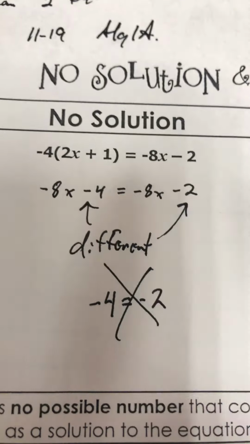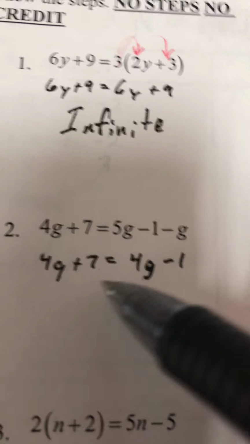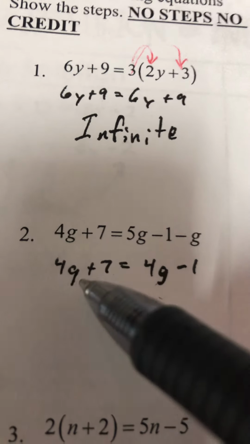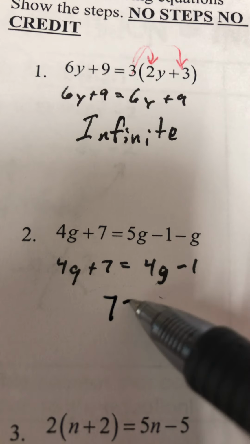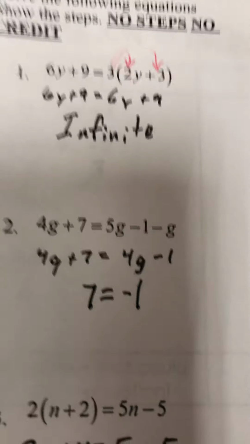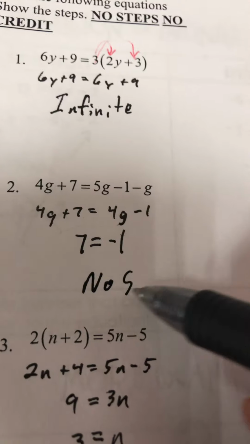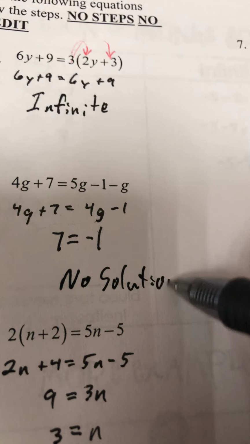There's going to be no solution for that because no matter what number you put in here, if I continue to work it out and I subtract 4g from both sides because I want to get g by itself, I end up just with 7 equals negative 1. That doesn't make any sense. 7 does not equal negative 1. So there's going to be no solution for that one.